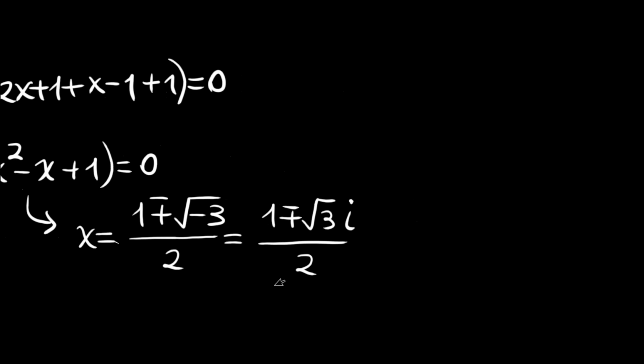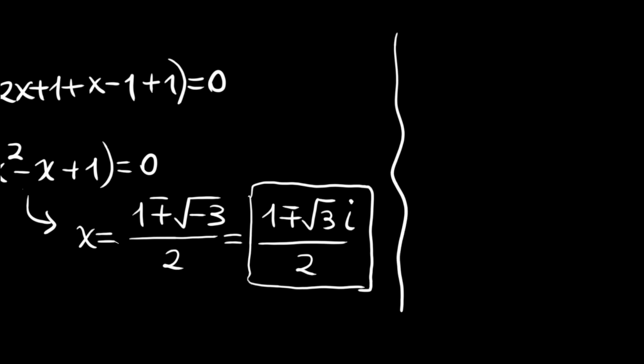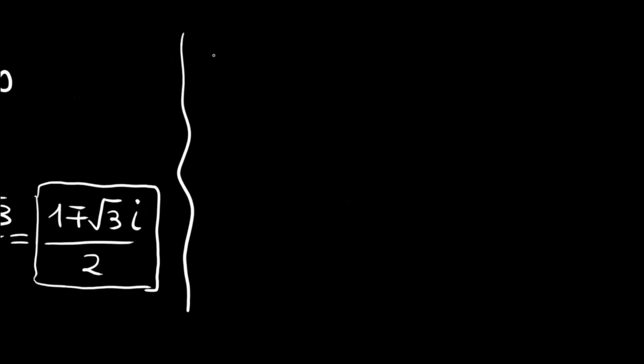This is the first method. We have all three roots now. Let me show you the second one. The second method will use the rational zero theorem.